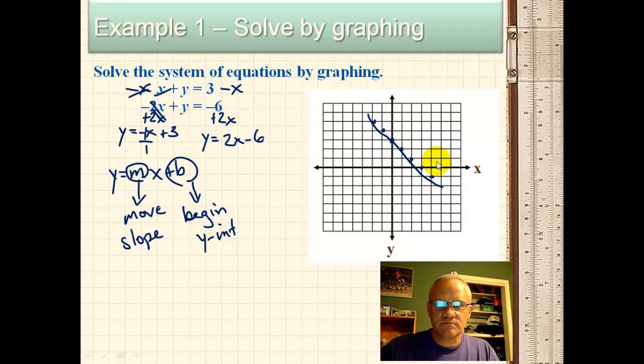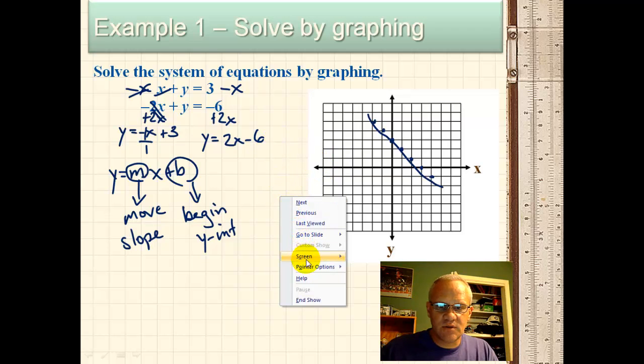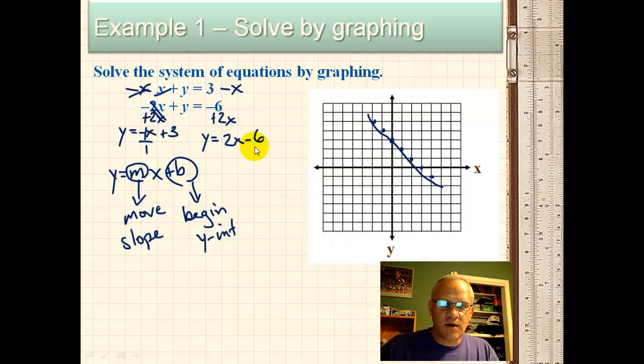You get the idea. Then the other one, I'm going to change colors here. Let's go with red. I'm going to begin with a negative 6. So 1, 2, 3, 4, 5, 6. And the slope is 2 over 1. So I'm going to go up 2 over 1, up 2 over 1, up 2 over 1. So here's this line. Sorry about the lines today, guys.